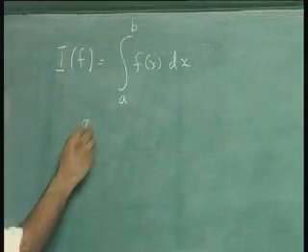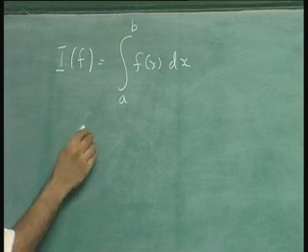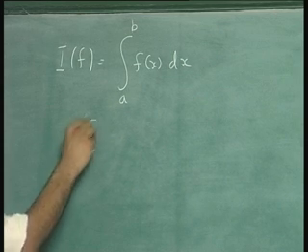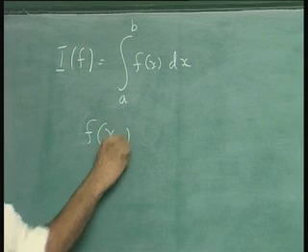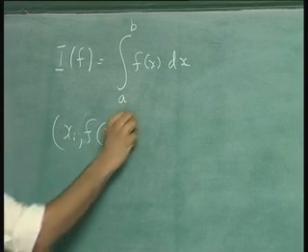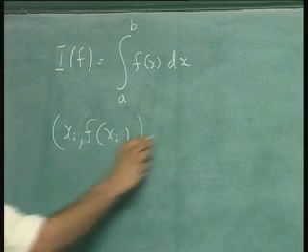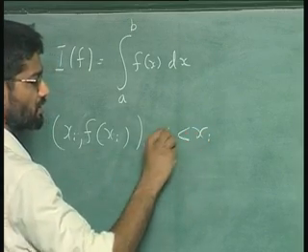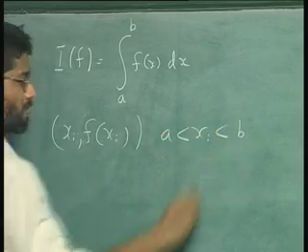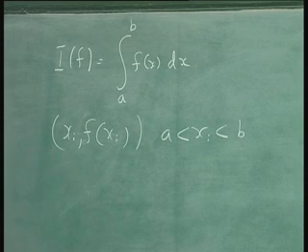Having the function and the values at the tabulated points, in this form of f of xi and xi pairs, we want to evaluate this integral, with xi being greater than a and less than b. So, that is what we will be evaluating.